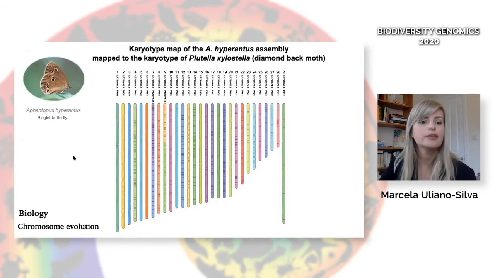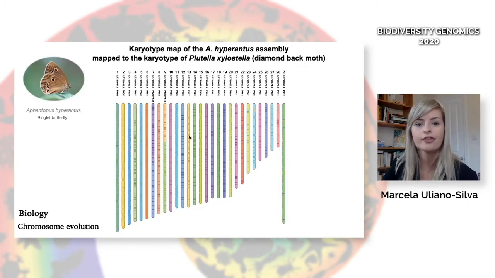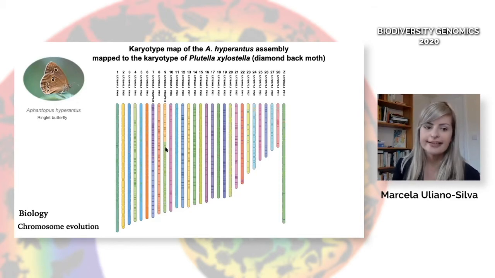I'll give you one example here. We have the ringlet butterfly assembly, which is 28 chromosomes plus Z. And we have this mapped against the thought-to-be ancestral karyotype of all of the Lepidoptera, which is the diamondback moth. If we have a look at chromosome 7 here, it seems to be a fusion between chromosomes 20 and 8. And the same we can see here in the 9, between chromosomes 30 and 16. So basically, these genomes are really giving us resolution to study orthology with genes and also chromosome evolution, which is really, really nice.